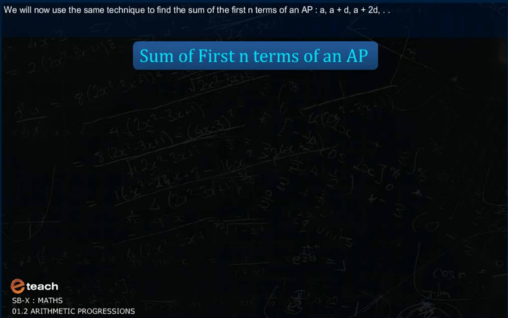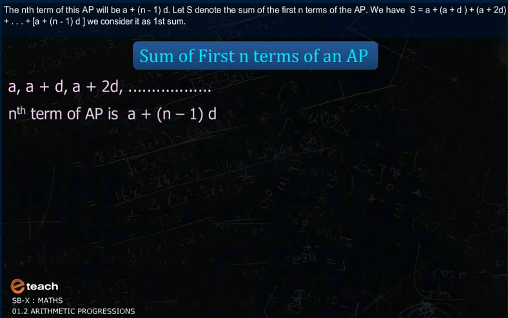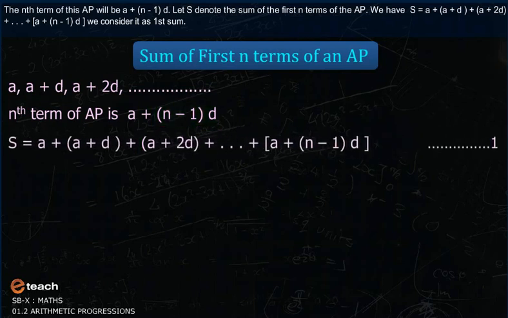We will now use the same technique to find the sum of the first n terms of an AP: A, A plus D, A plus 2D and so on. The nth term of this AP will be A plus into bracket n minus 1 D. Let S denote the sum of the first n terms of the AP. We have S is equal to A plus into bracket A plus D plus A plus 2D plus and so on plus A plus into bracket n minus 1 D. We consider it as the first sum.